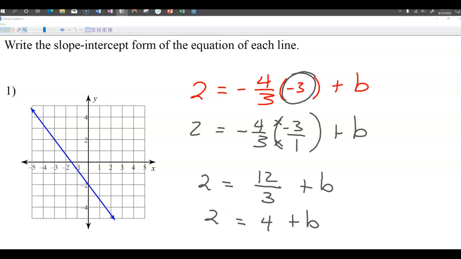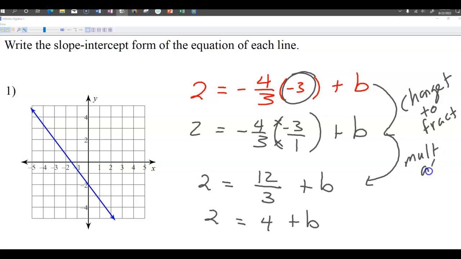Okay? So that's how you handle the fractions, okay? Change the number that you plugged in into a fraction, multiply straight across, and reduce. So if you want to write those steps in, you can. Change to fraction, multiply across, and then reduce. Now, we got lucky here. Once I reduced, it became a normal number. May not always do that.